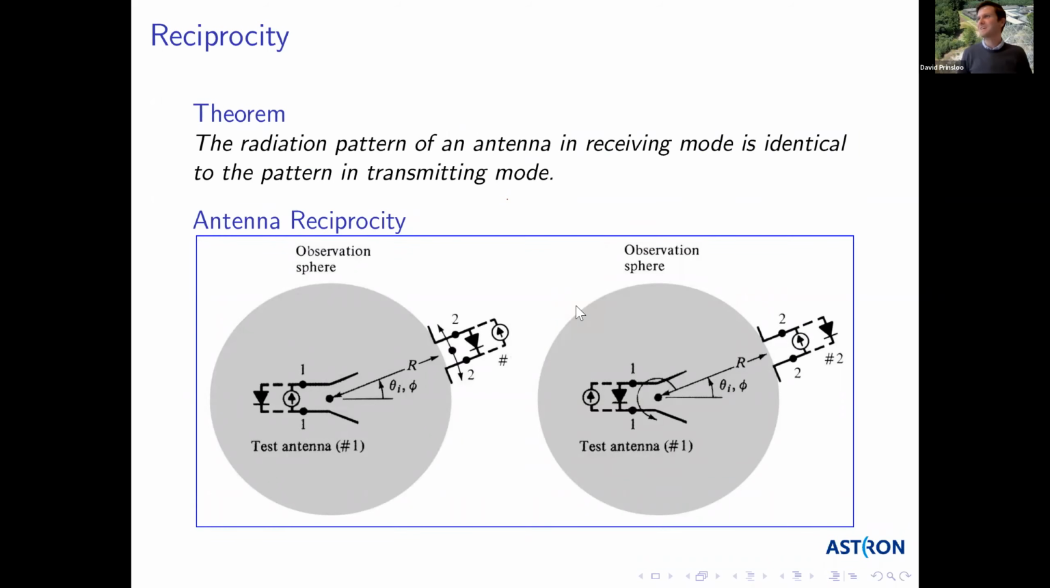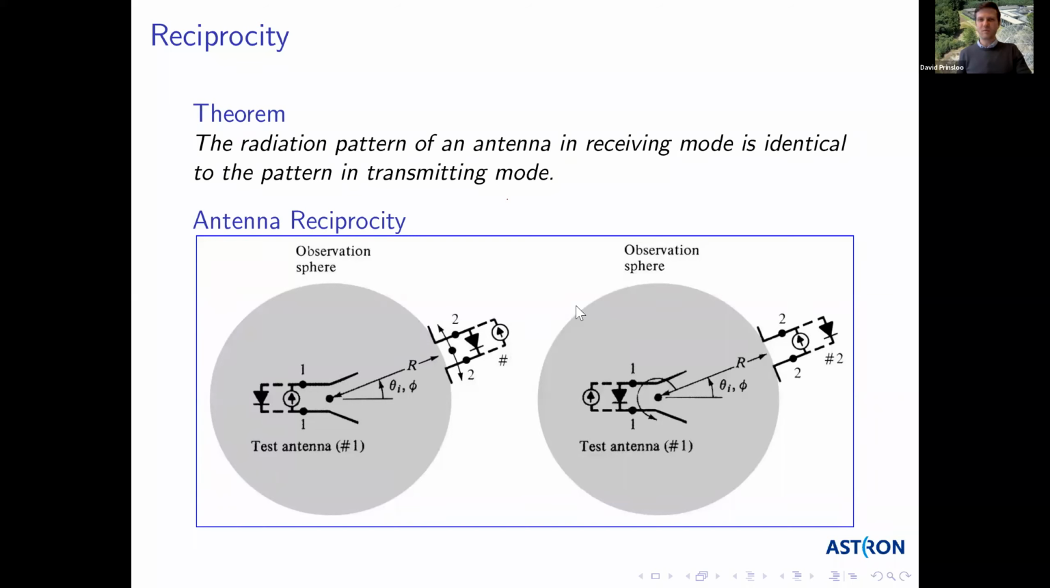Reciprocity states that the radiation pattern of an antenna in receiving mode is identical to the radiation pattern of the antenna in transmitting mode. And it's thanks to this principle of reciprocity that we can just talk about an antenna. Even for a receiving antenna, you talk about its gain in transmit mode because there's really no difference. Once you know how it transmits, you know how it receives because they're all the same thing.